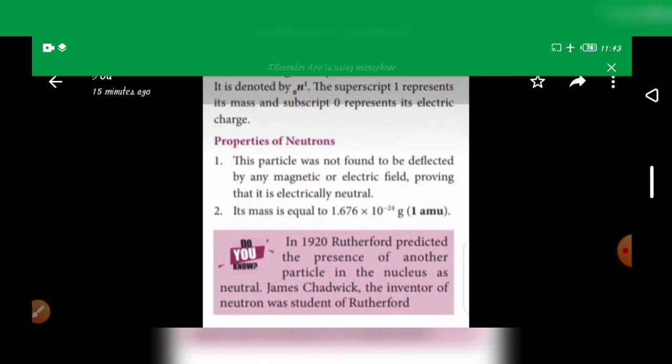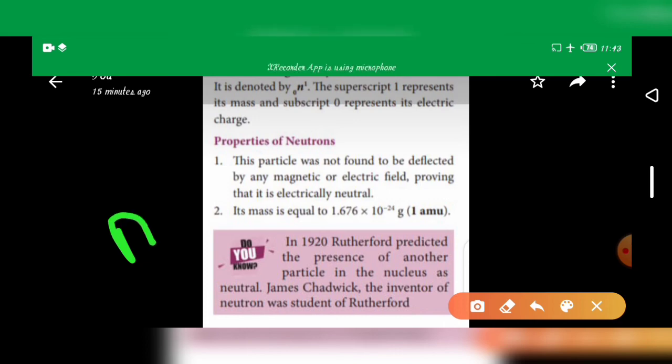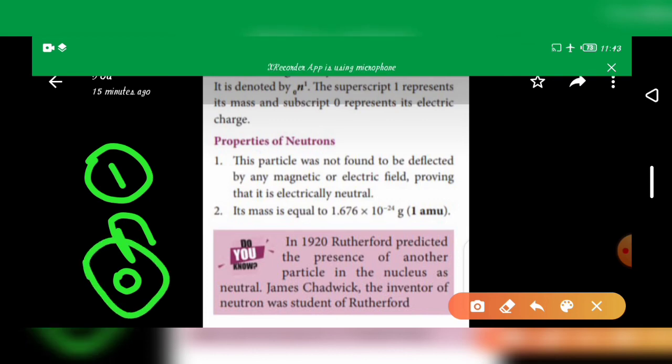It is denoted as N with superscript 1 and subscript 0. So neutrons are denoted by N. See, this is the mass number and this is the charge. The superscript 1 represents the mass and the subscript 0 represents its electrical charge. The upper one is the superscript and the lower one is the subscript. Okay.